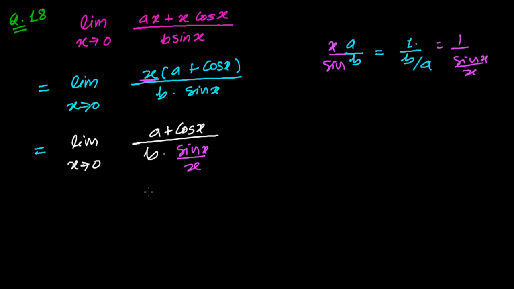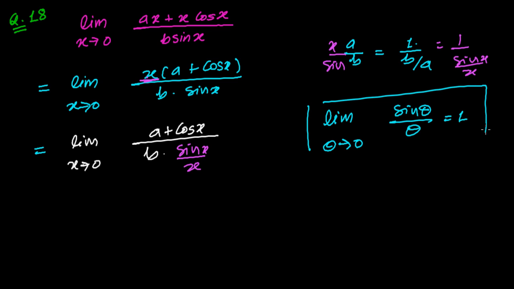And what is the reason behind this? Can you tell me? Yes, absolutely, you're right. We have a very standard formula: limit x tends to 0, or you say theta tends to 0, sine of theta divided by theta equals 1. This standard formula we had learned. Whenever angle tends to 0, sine of the angle divided by angle is 1. So here we're going to get that one.